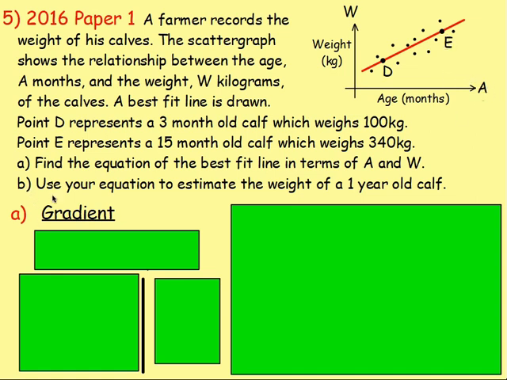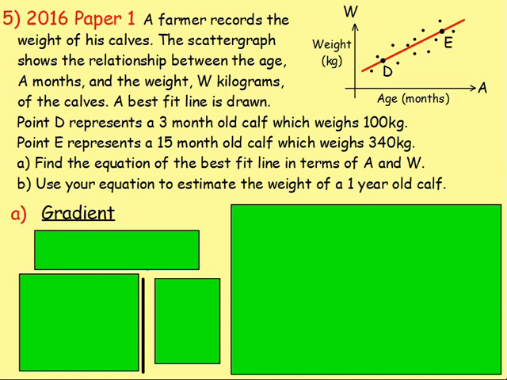Part A, find the equation of the best fit line in terms of A and W, and then later on in part B, use the equation to estimate the weight of a 1-year-old calf. As I said, 2016 paper 1. So the first thing we need to do is work out the equation of the best fit line. And to work out the equation of a line, you know it's a straight line, so you need to think gradient, point, equation, or gradient, y-intercept, equation.